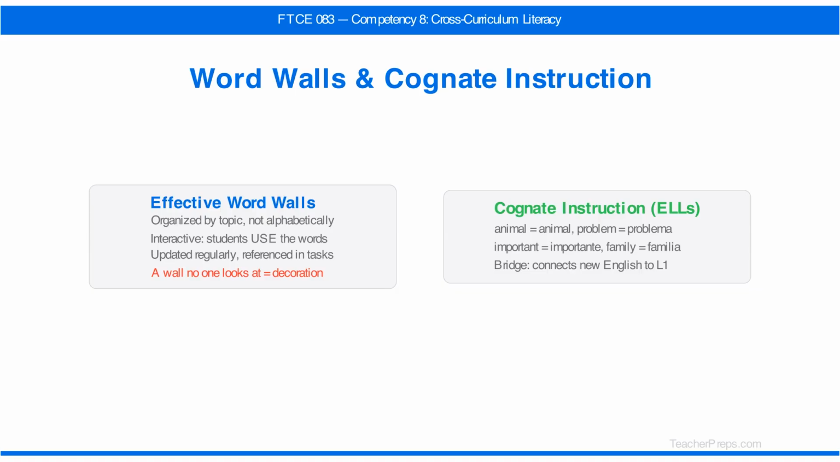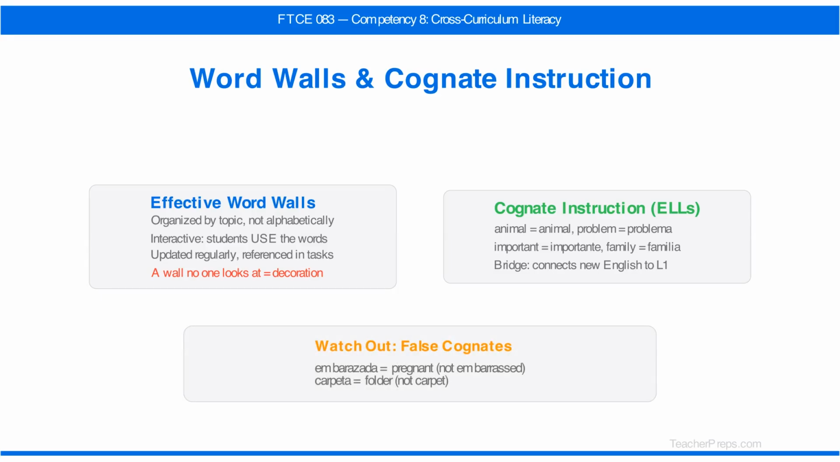Animal in English is animal in Spanish. Problem is problema. Important is importante. Family is familia. Teaching students to recognize cognates is a powerful bridge strategy because it connects new English vocabulary to knowledge they already have.